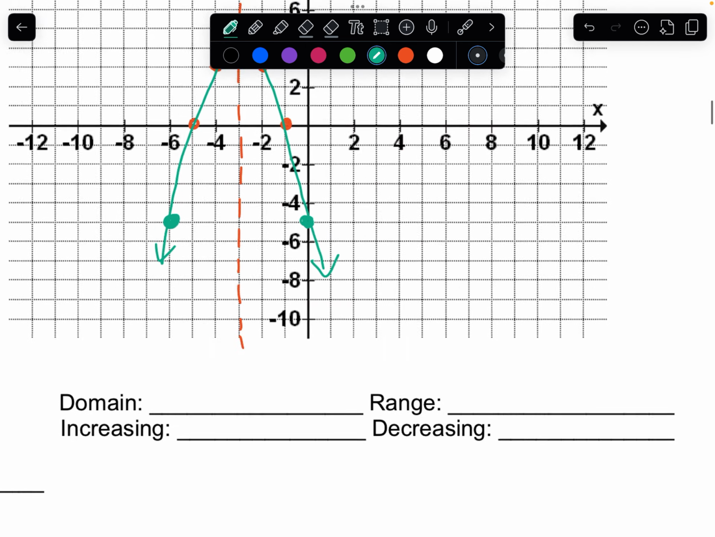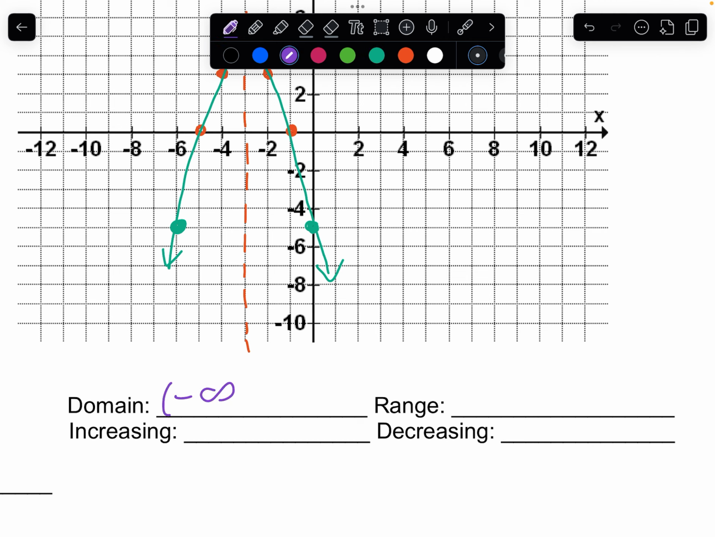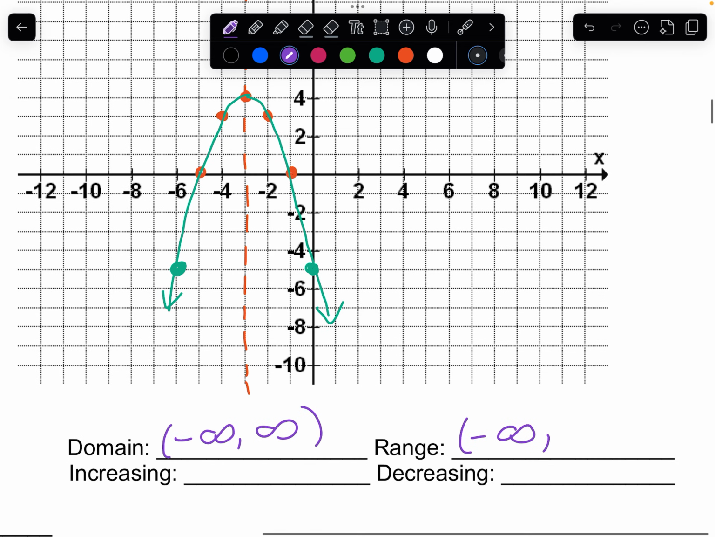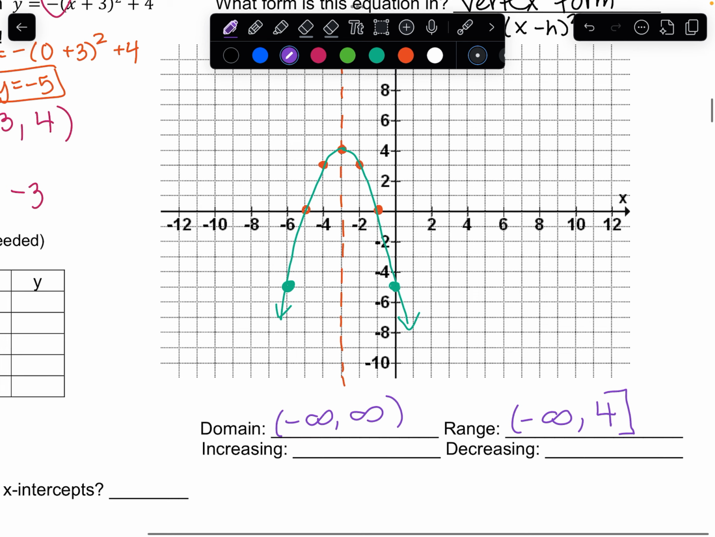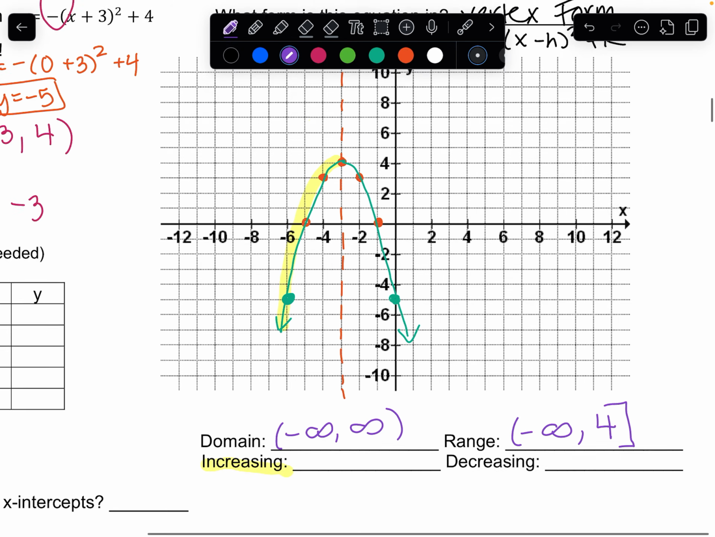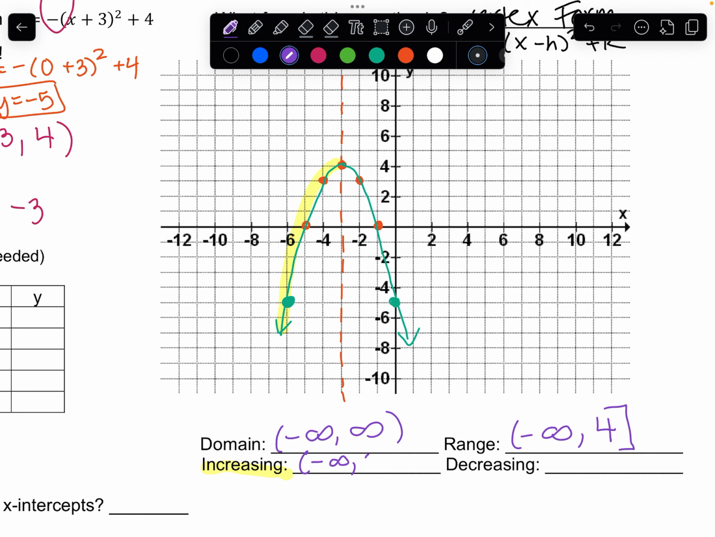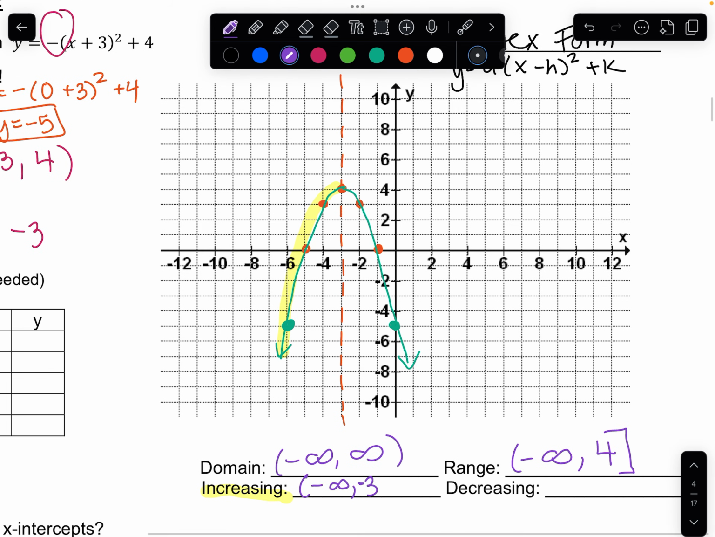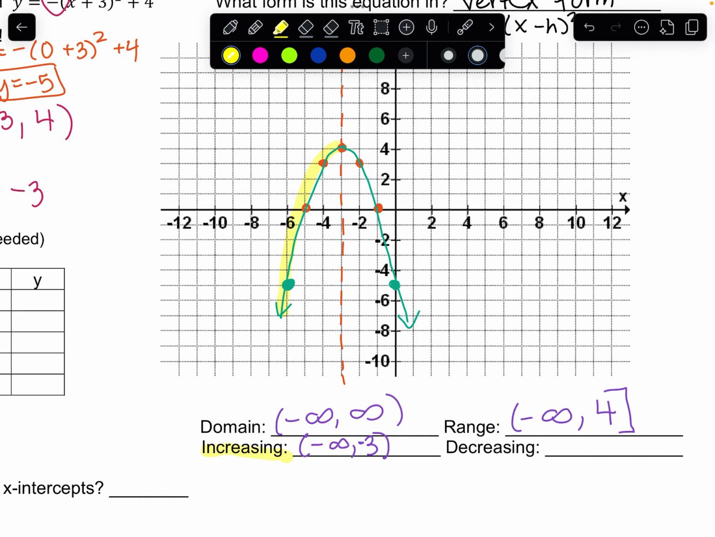And so our domain, as always, is -infinity to infinity, but our range is -infinity to 4 with a bracket because we hit at 4. And the reason we have flipped our range is because we have that reflection over the x-axis. And so now looking, we're increasing on the other side. We're going up from -infinity to -3 with the parenthesis. And we are decreasing, so where's our graph going? Down here, and so we're decreasing from -3 to +infinity.